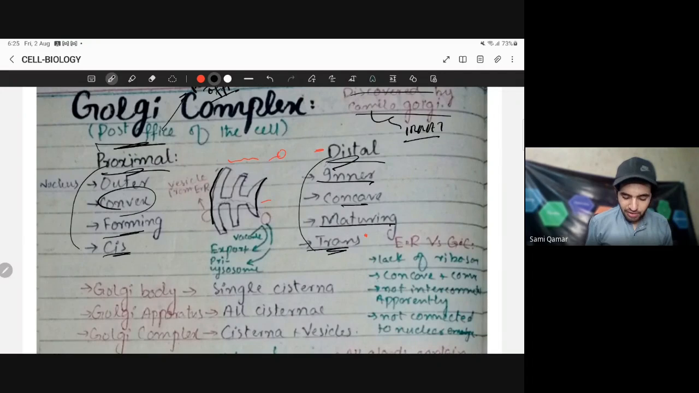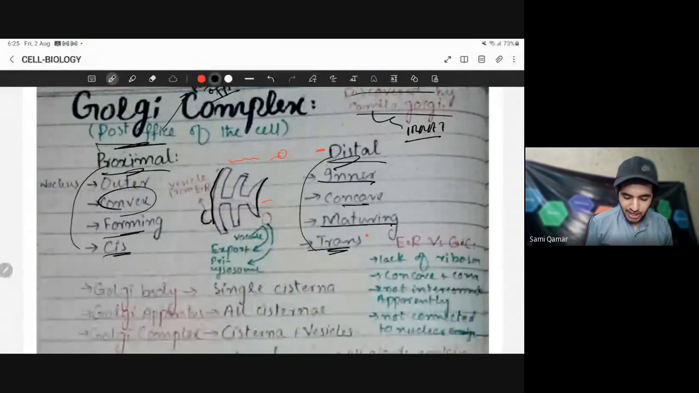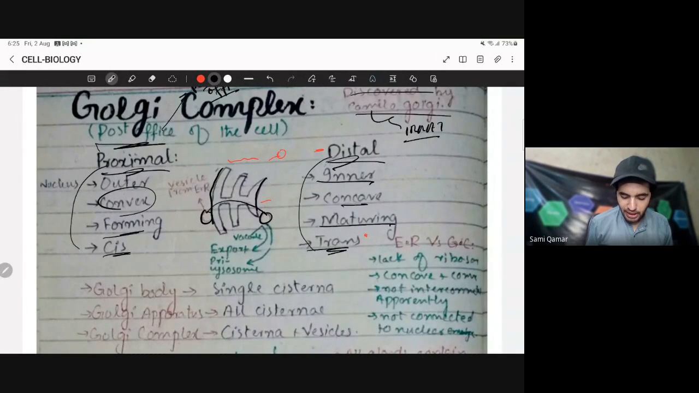Now see here, whatever vesicle comes from, like the endoplasmic reticulum, will get attached here. It will move all the way from here, get processed inside, and then get out. It will either be exported out, or it will form a primary lysosome. I hope you guys are understanding it.